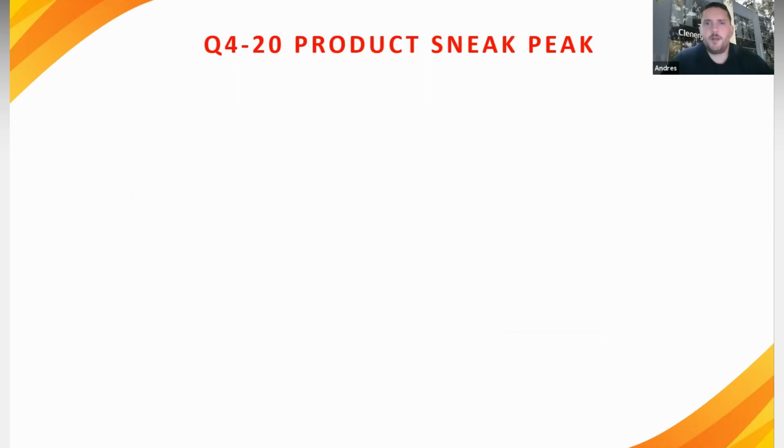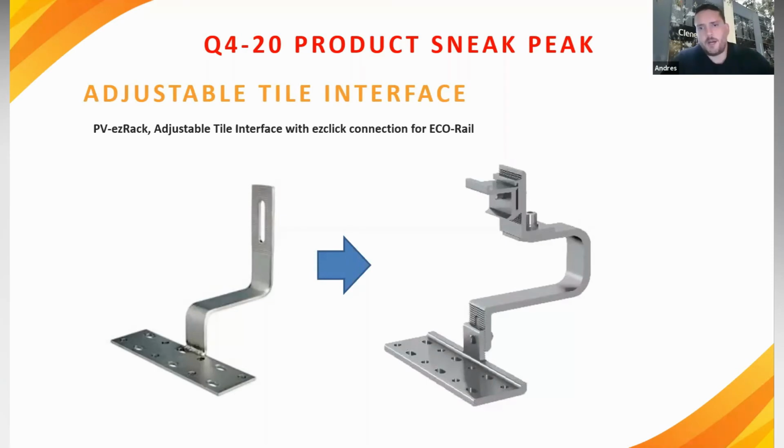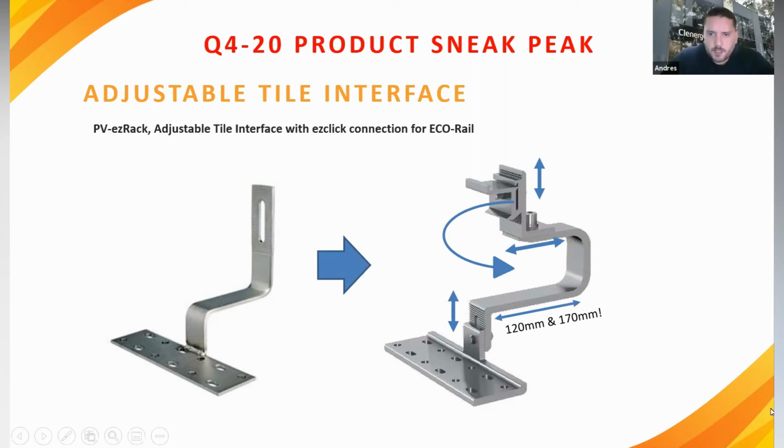All right, so giving a little bit of product sneak peek and new items, we've got the adjustable tile interface. From the adjustable with the easy click connection, here we have that will give us a little bit more room on the base height and on the top part of the interface. It will also have a pivot point, so it can swivel around it. This allows for obviously to cover a wide range of different tiles and for tile interfaces. This part, the base is 120 up to 170 mil.